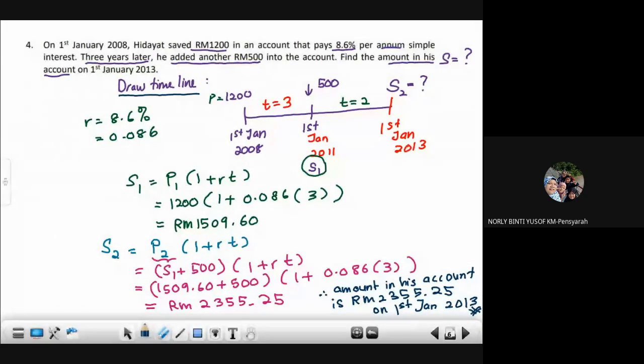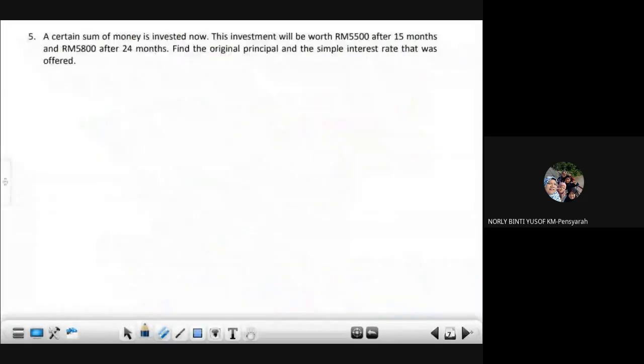Okay. Then we goes to example 5. A certain sum of money is invested now. So they invest lah. The investment will be worth 5,500 after 15 months and 5,800 after 24 months. Find the original principal, that means your P, and the simple interest rate that was offered. That means R. Kalau nak cari P dan R.